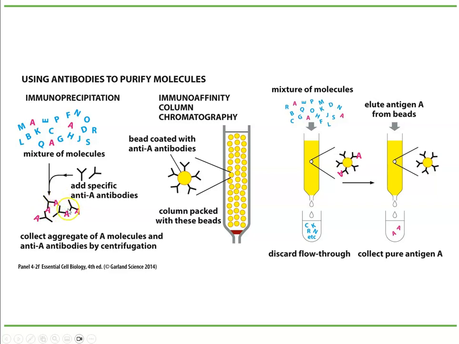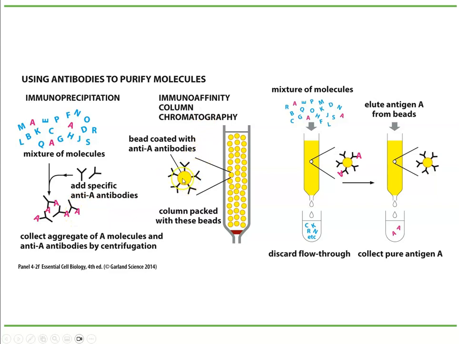Sometimes, depending on how you do it, you can also see if A is attached to other things, D, O, F, right? So you can see what other things that A interacts with as well. So immunoprecipitation is typically used for identifying other proteins or other things that this might interact with.